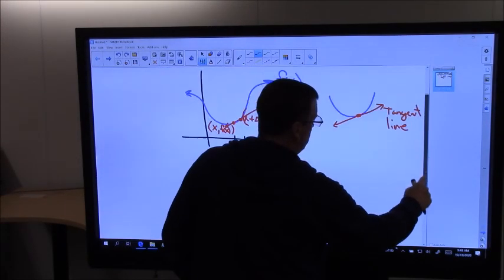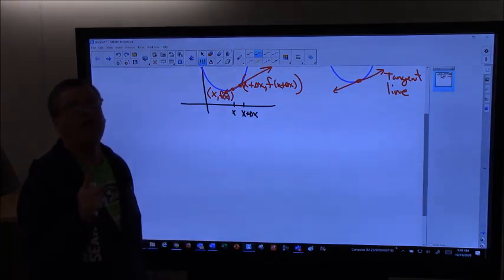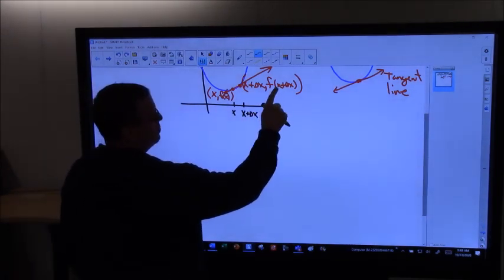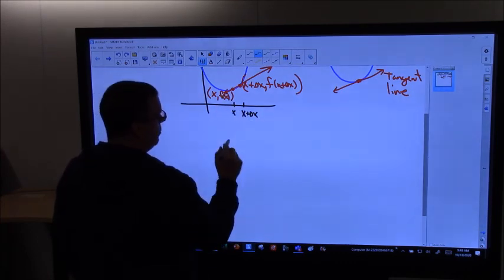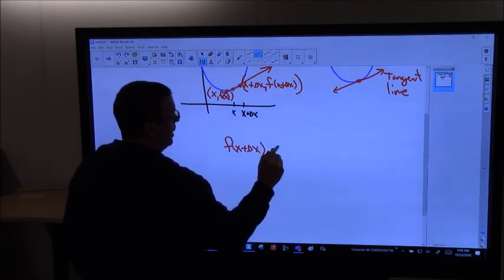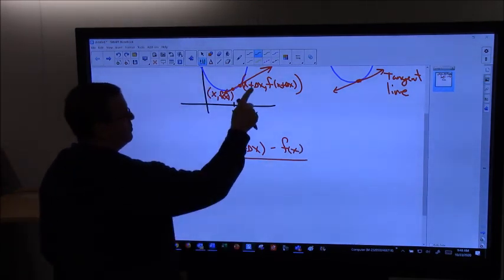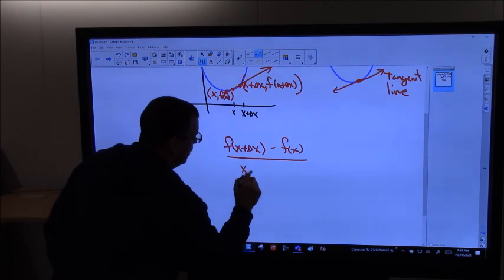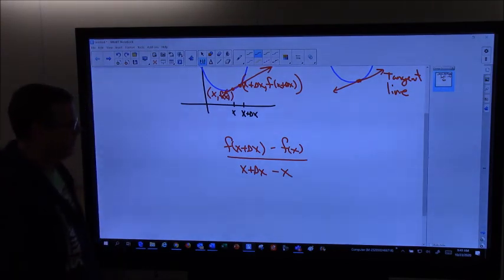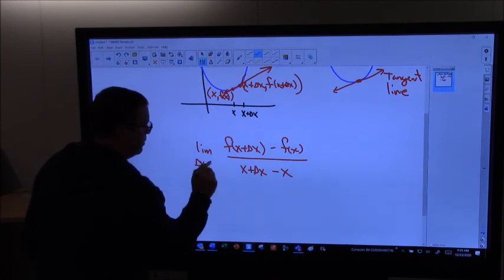So what that means now is, and this is where you guys are going to go, oh, that's why we've been doing this. What I'm going to do is I'm going to say that the slope, which is y2 minus y1, so f of x plus delta x minus f of x over x2 minus x1, x plus delta x minus this one. And what I want is I want the limit as delta x gets close to 0.